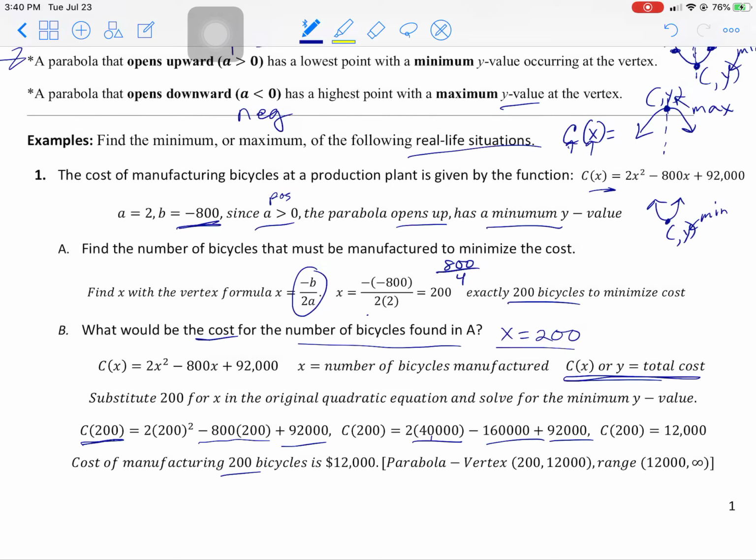So that means the vertex, if you had to graph it, the parabola would have a vertex of x and y being 200, 12,000. And if it looked like this, the lowest point, or the minimum, would be the 12,000, and then it would go up forever. So that's the range. Okay?